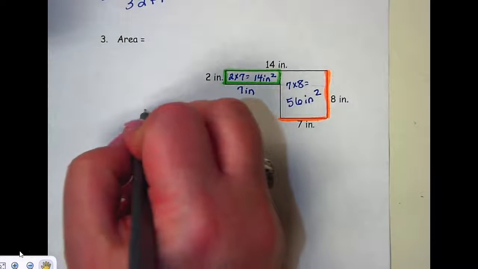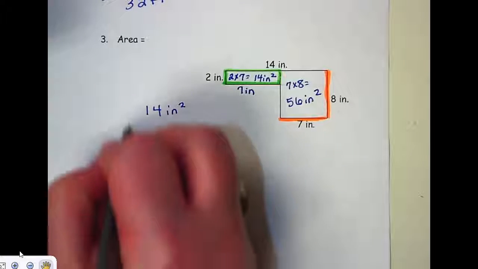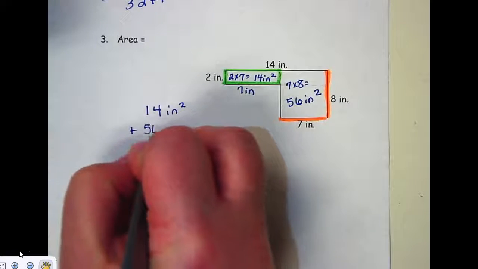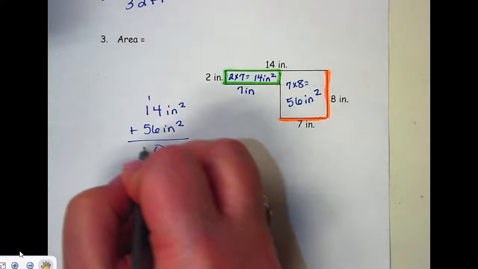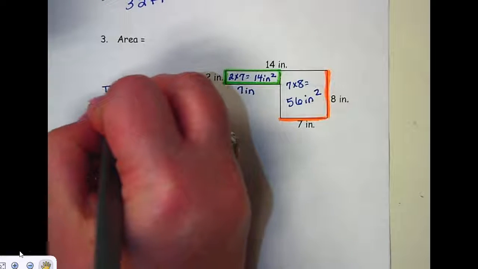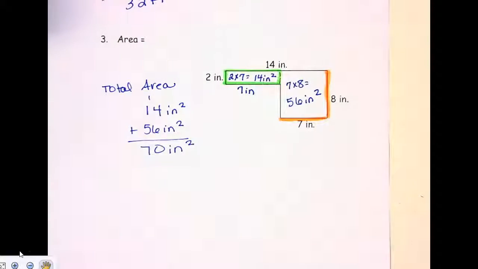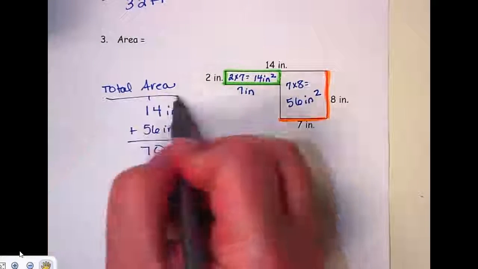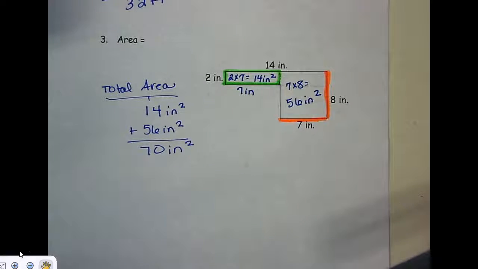And then how do I find the area of the entire shape? Add. 14 inches squared plus 56 inches squared is 70 inches squared. Total area, 70 inches squared. Not too difficult? No?